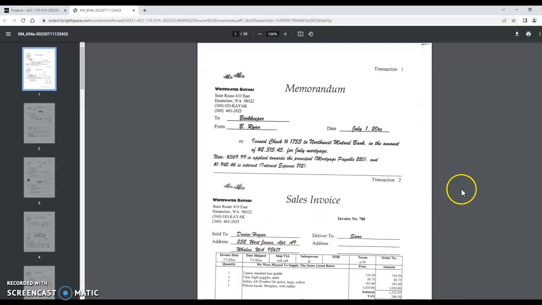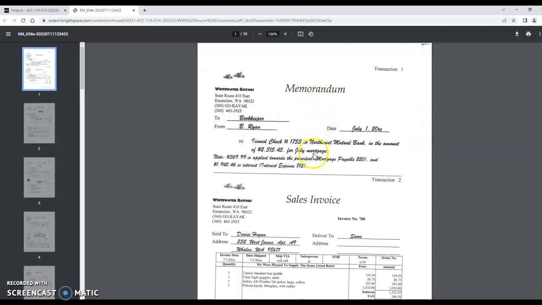So here is the narrative of the source documents, and you should look at each one and determine what is happening, just like we have to analyze every transaction. What is happening? What are we giving up? What are we receiving? Okay, this first one is a memo from B. Ryan, who's the president of the company, to the bookkeeper, which is ourselves.